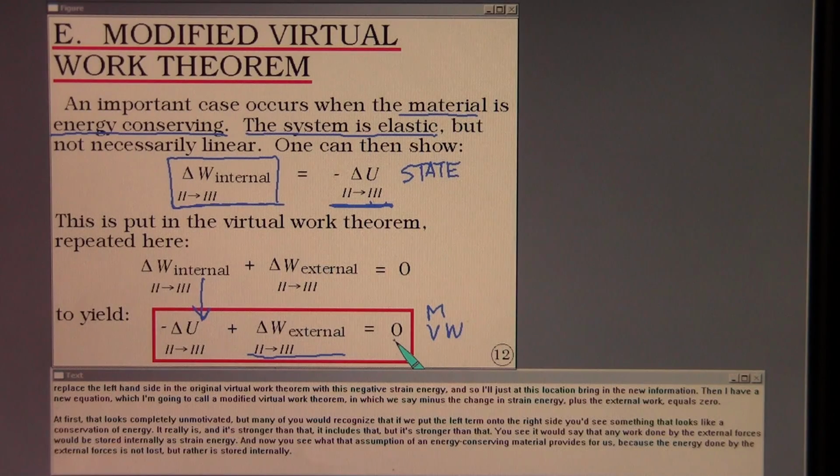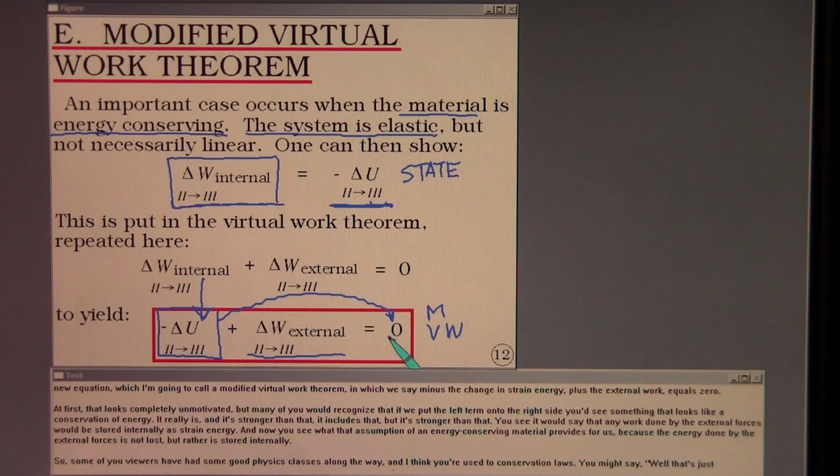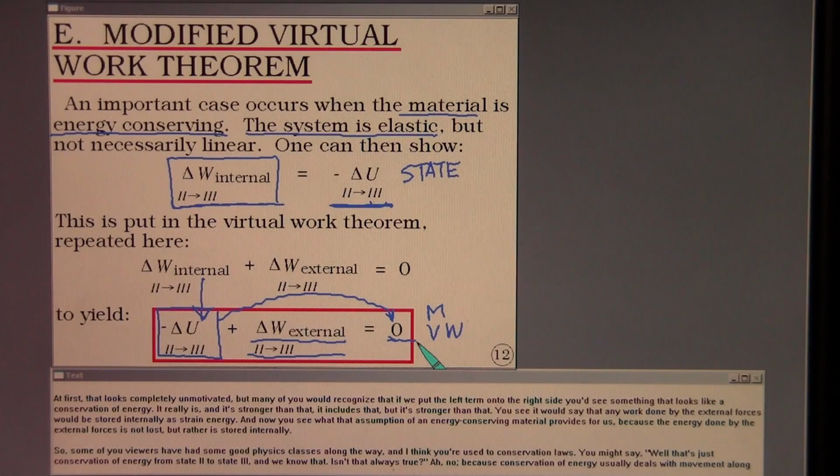At first that looks completely unmotivated, but many of you would recognize that if we put the left term onto the right side, you'd see something that looks like a conservation of energy. It really isn't. It's stronger than that. It includes that, but it's stronger than that. You see, it would say that any work done by the external forces would be stored internally as strain energy. And now you see what that assumption of an energy-conserving material provides for us, because the energy done by the external forces is not lost, but rather is stored internally.